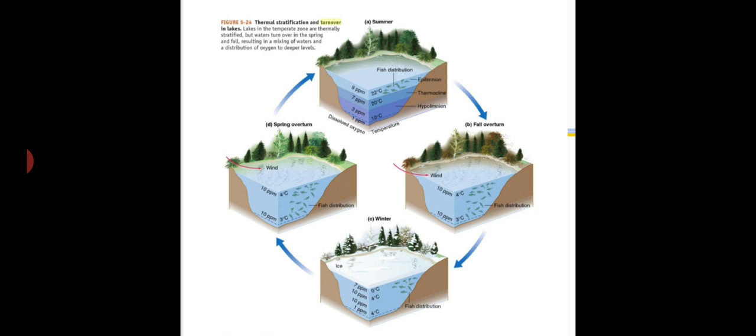In the summer, the surface water is warm and hypolimnion contains dense cold water. The three layers also have different oxygen levels as we can see in the diagram. It is highest in the epilimnion because light penetrates and photosynthesis is greatest at the surface.